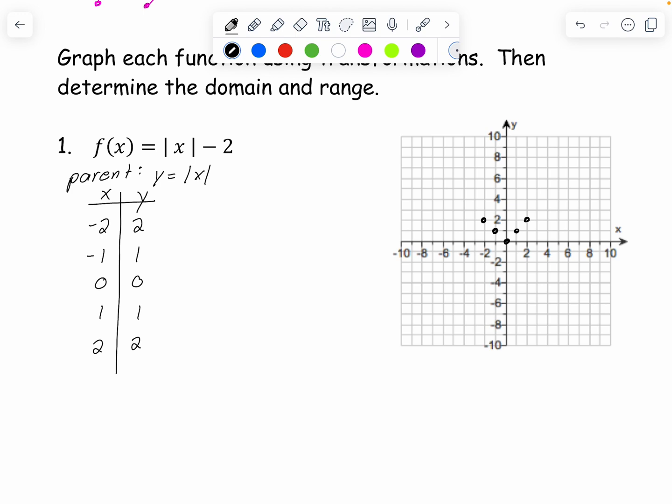The only difference between this equation and this equation is that -2, because remember, f of x is the same thing as y equals, so that's not really a difference. The only difference we have is this -2. Well, that -2, since it is behind the function, is going to shift it down. So it is going to shift the parent function down 2 units.